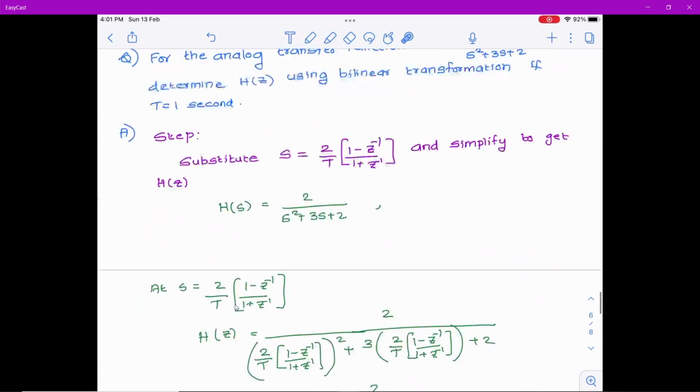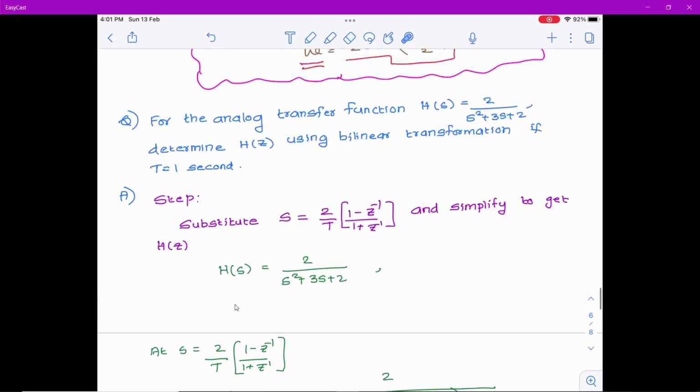Bilinear transformation: if the transfer function H of s is given, just substitute the value s equal to 2 by T (1 minus z raised to minus 1) by (1 plus z raised to minus 1). Just substitute it, simplify, that's all. That is your IIR filter.